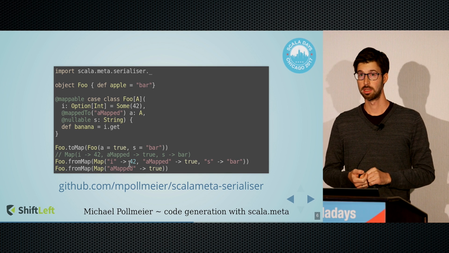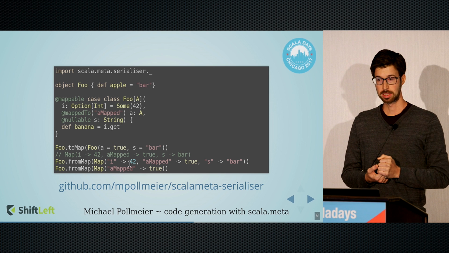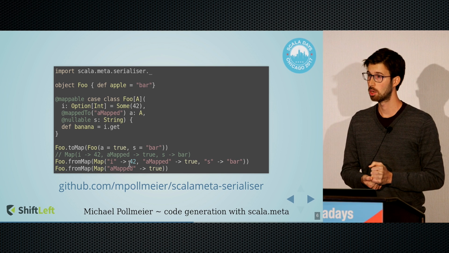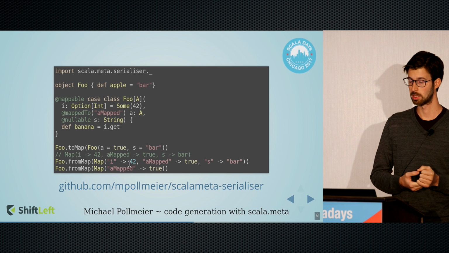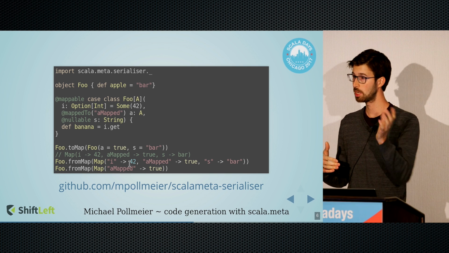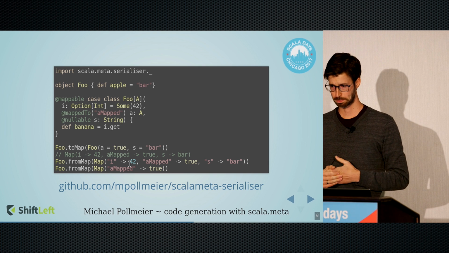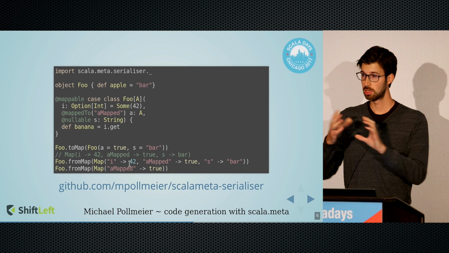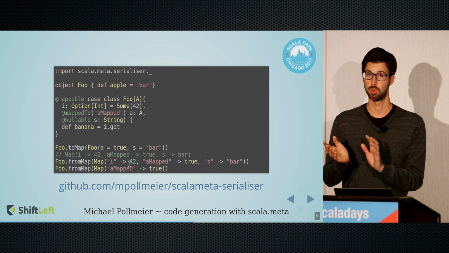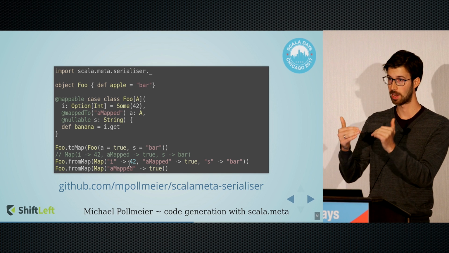Additional things that it does support: if you have an existing companion object, it keeps that, and any methods and functions that are in your existing companion object or inside your class are maintained. It supports type parameters on your case class, and optional parameters get mapped to the wrapped value in the map.